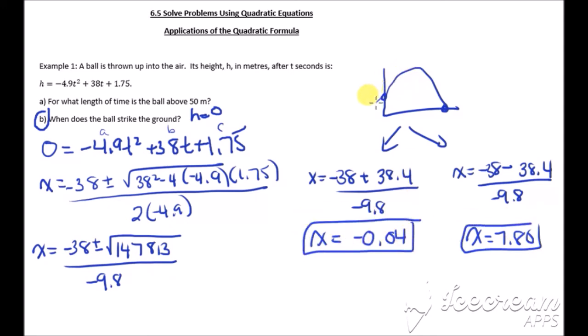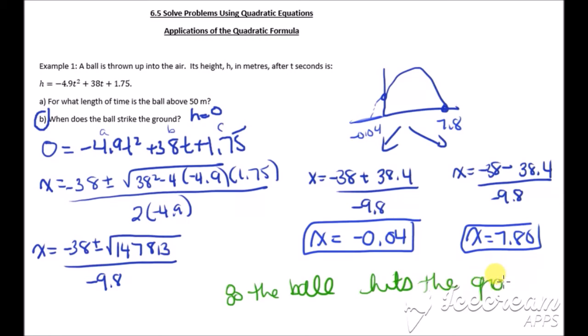Okay, so this side is not going to exist, that negative 0.04, but 7.8 is going to exist. So we can say, therefore, the ball hits the ground after 7.8 seconds.